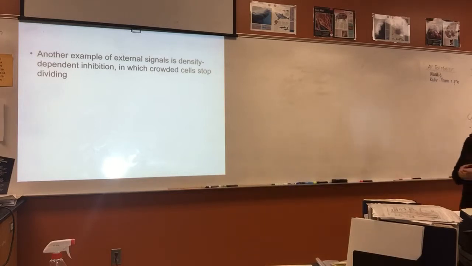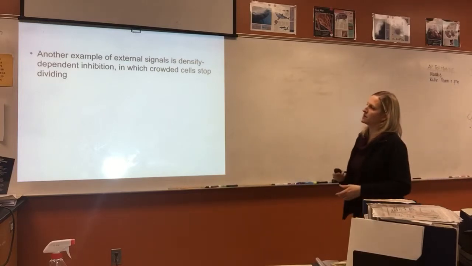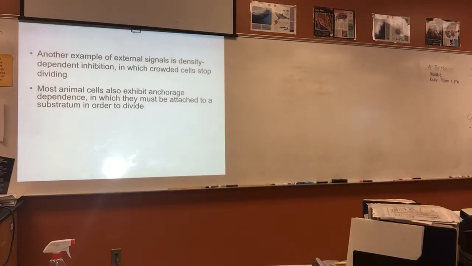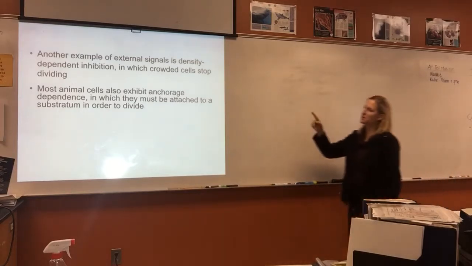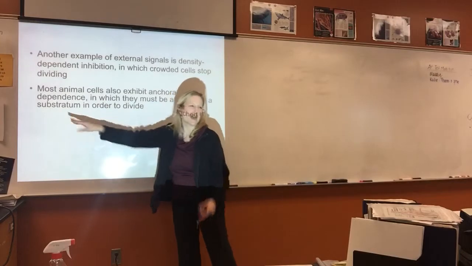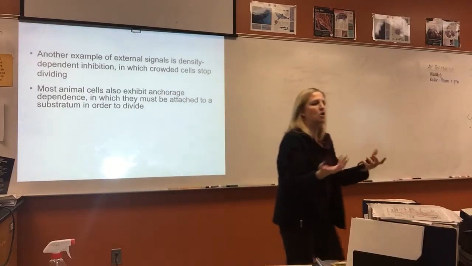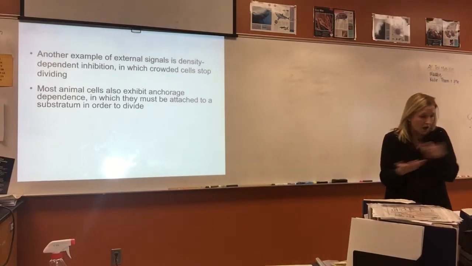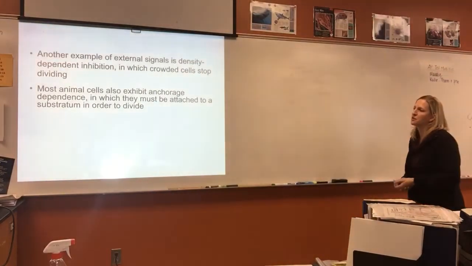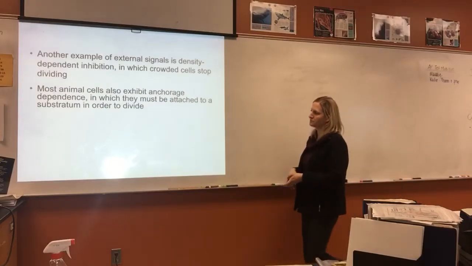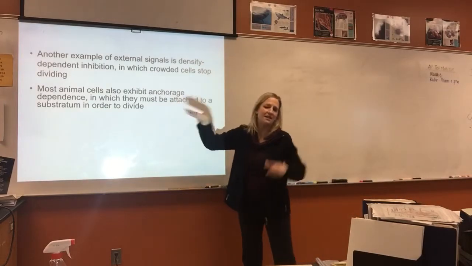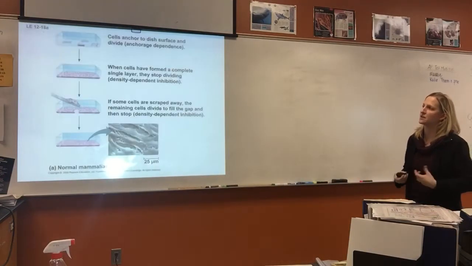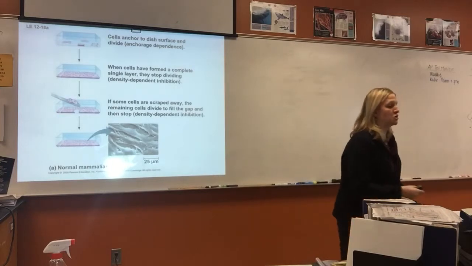Another thing that normal cells do that has to do with outside the cell is they exhibit what we call anchorage dependence, meaning they must be attached to a substratum. That's a surface. It could be another cell, a layer of cells, it could be agar, a petri dish. They have to have a surface in order to divide. Normal cells need these, so this is part of the external environment controlling whether or not the cell is going to divide. So this picture here shows this.